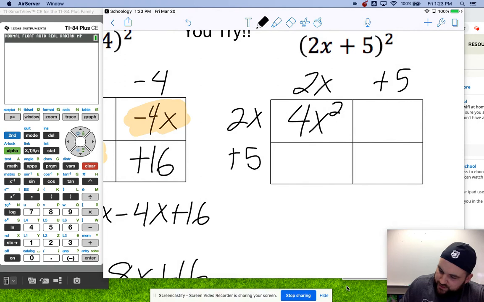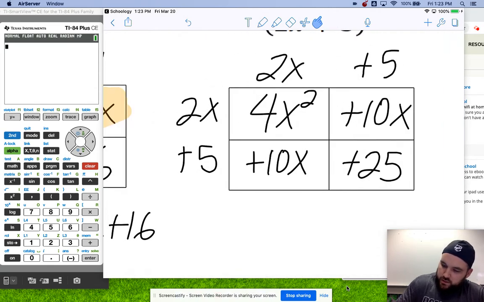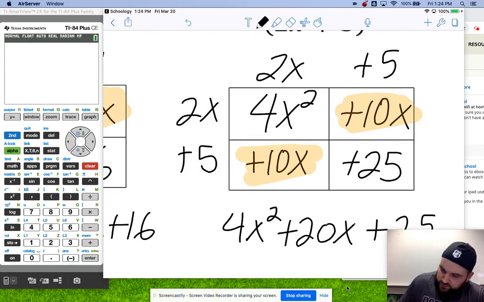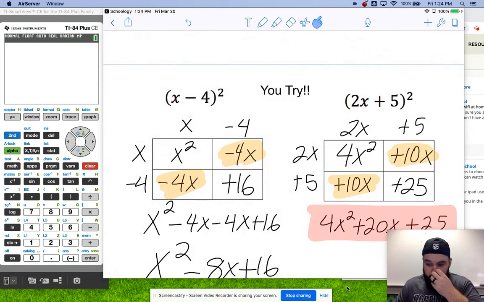So 2x times 2x, remember I'm multiplying the whole numbers and adding the power, so it's 4x squared. Here I have 10x, here I have another 10x, and here 5 times 5 is 25. The 4x squared doesn't have any other x squareds to combine with. This 10x and that 10x I can combine to be 20x. And then the 25 is by itself, but this now is my simplified expression, what we as math teachers are looking for as the answer.